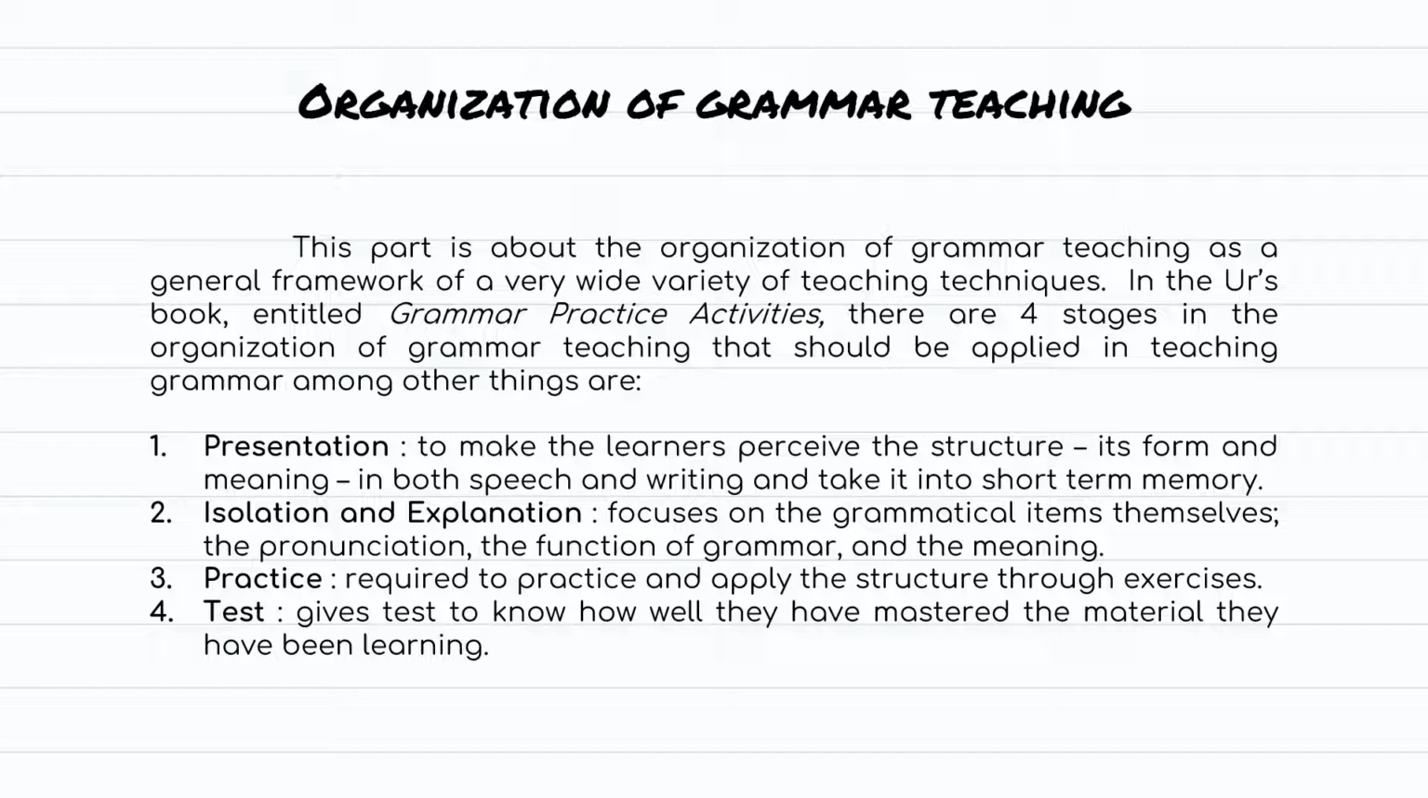Second, isolation and explanation. This stage focuses on the grammatical items themselves, the pronunciation, the function of grammar, and the meaning. This stage aims to make students understand these various aspects of the structure. In this stage, the teacher explains the grammatical items, what they sound like, what they mean, and how they function, so the teacher is required to show and explain the pattern, the form, and the function of the grammatical item that is taught as clearly as possible to the students and to give examples.